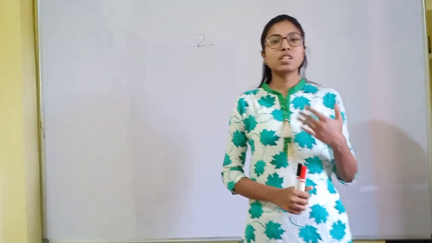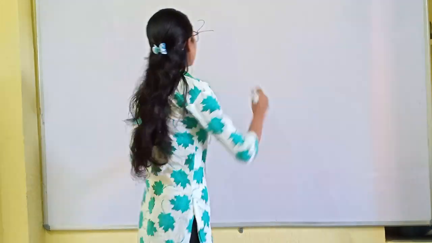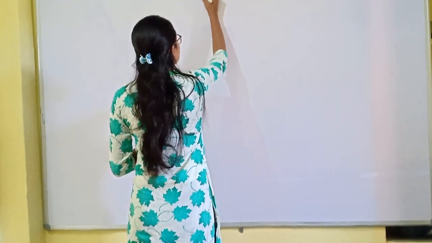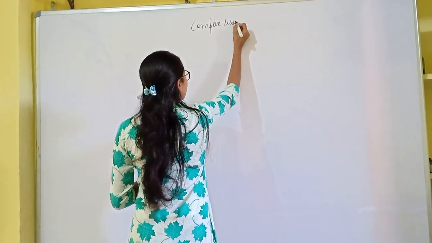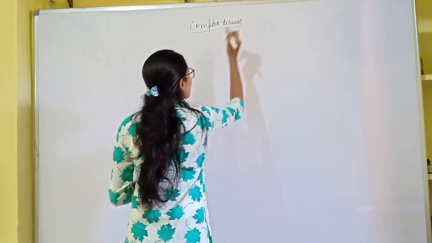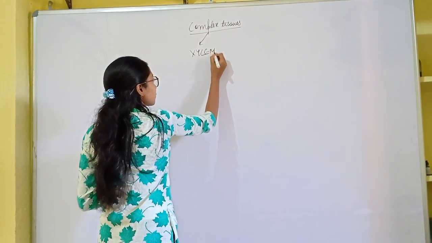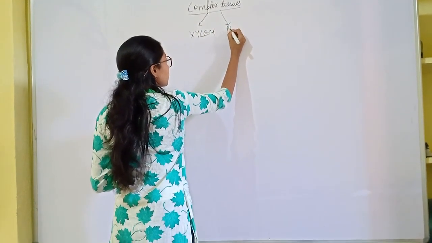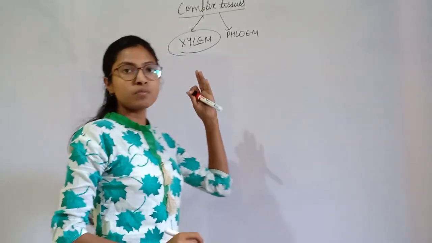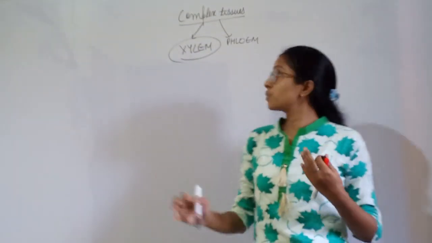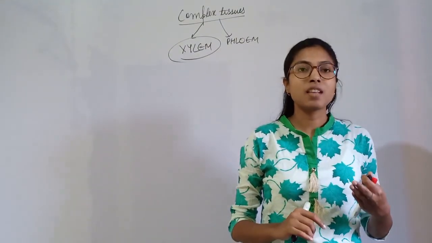So today again we'll continue the topic, that is complex tissues. Now we were studying about complex tissues. So I told you that complex tissues are divided into xylem and phloem. We have already discussed xylem, that xylem is the complex tissue which is made up of 4 types of cells, that is tracheids, vessels, xylem parenchyma and xylem fibers.